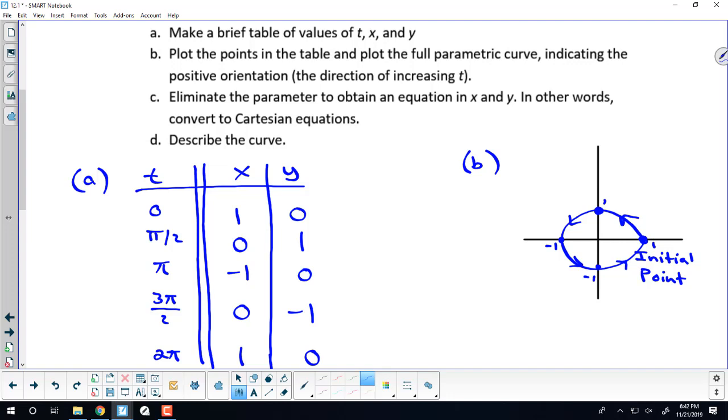So here, it says indicate the positive orientation or the direction of increasing t. We would say that the positive orientation is counterclockwise.